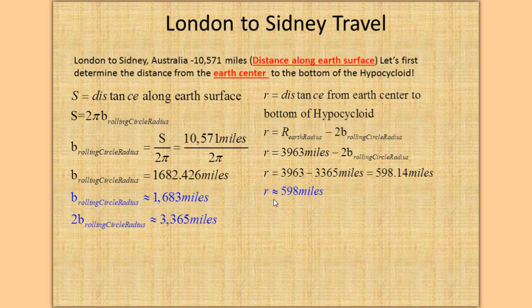Now, this is where it gets very interesting. This R is 598 miles from the center of the Earth. That's right through the core of the Earth. The core of the Earth is approximately 760 miles radius. So we're going right through the core of the Earth.